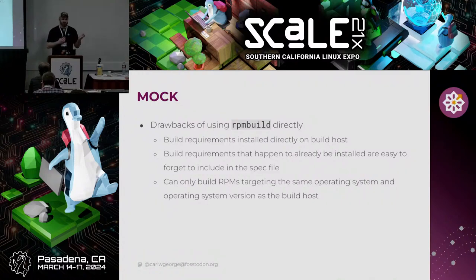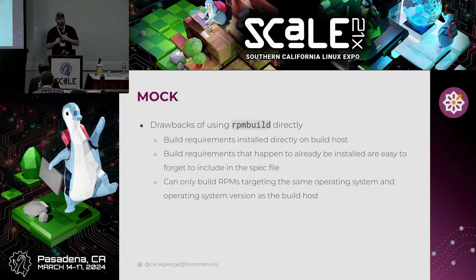I mentioned with the DNF builddep thing, your build requirements have to be installed on your host machine, on your build host. It's also really easy, if you have a build requirement that is already installed, to forget to list it as a build requirement. Like if your software needs GCC to build the package, and you have GCC installed for some other reason, and you build your package, and you don't list BuildRequires GCC, somebody else that tries to build it might fail to build because you didn't list it as a BuildRequires. So it's entirely too easy to get in that situation whenever using RPM build directly.